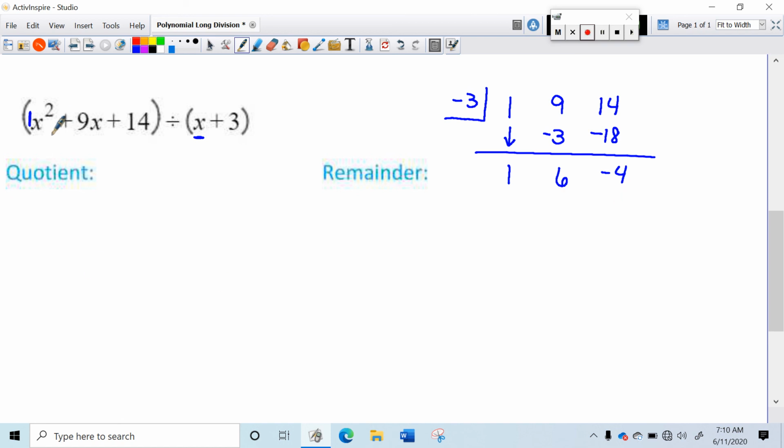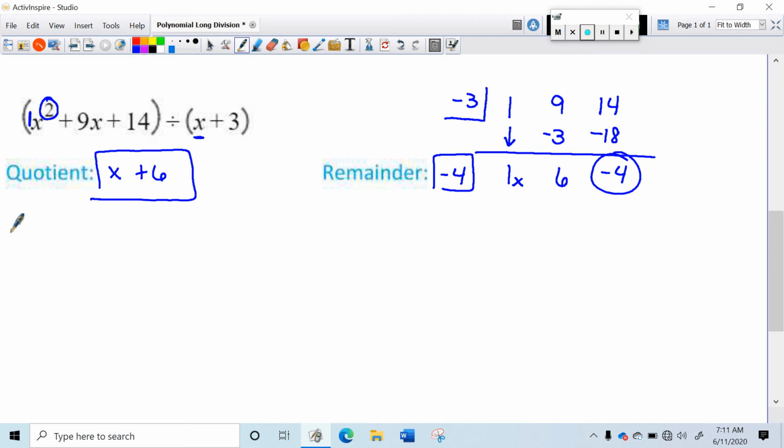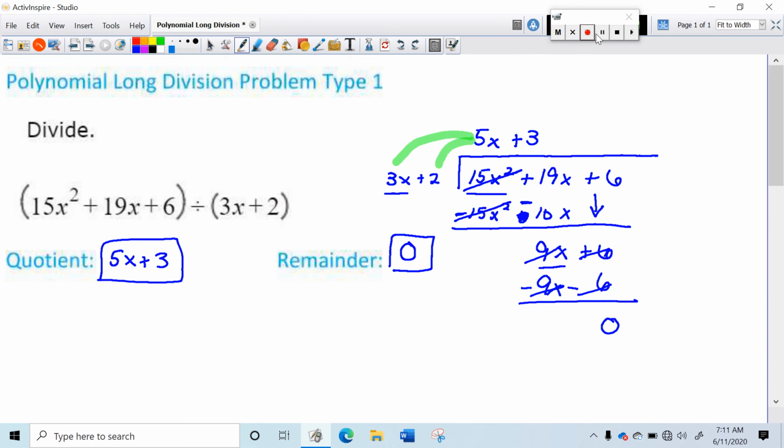Now, because the first exponent in your trinomial was squared, you take one number away from that. So this is going to be an x. So I'm going to have 1x, I'm going to have a positive 6, and the last number here is your remainder, negative 4. Now if you need to rewind that and watch it over again, you can. As you can see, it's different, but it's a lot simpler than trying to do the long division. You can only use this method if the binomial that you're dividing by doesn't have a number in front of the variable. It's called synthetic division.